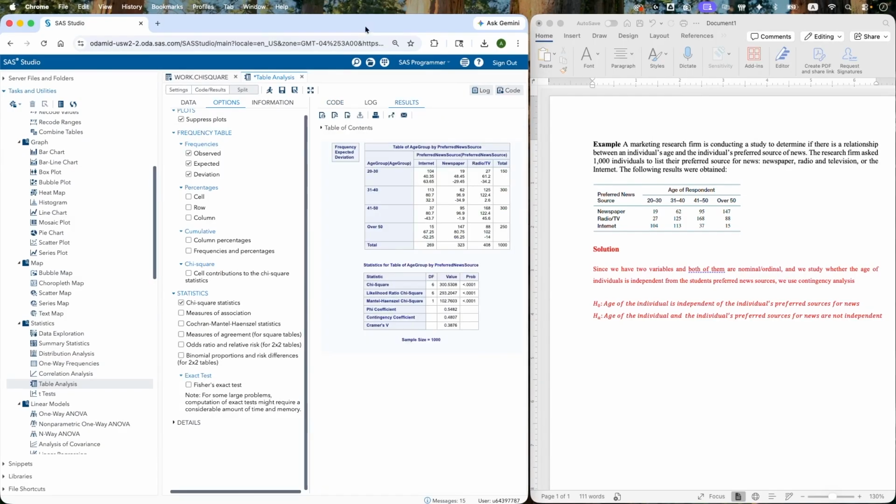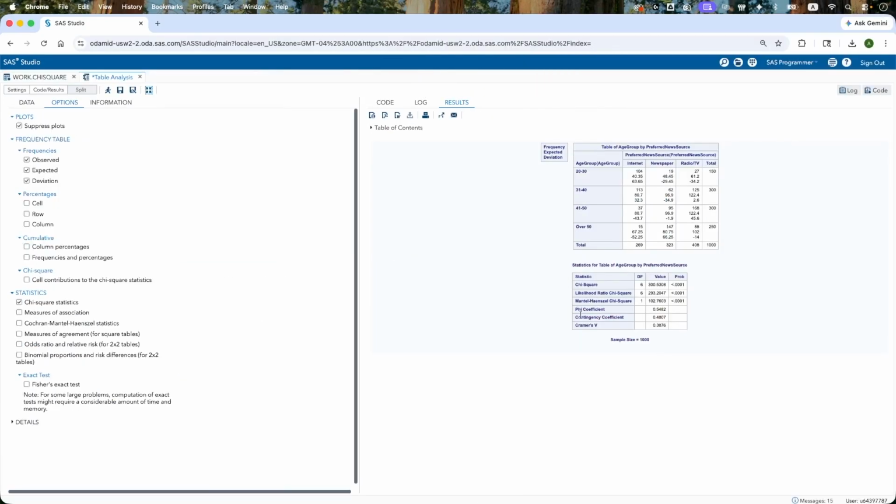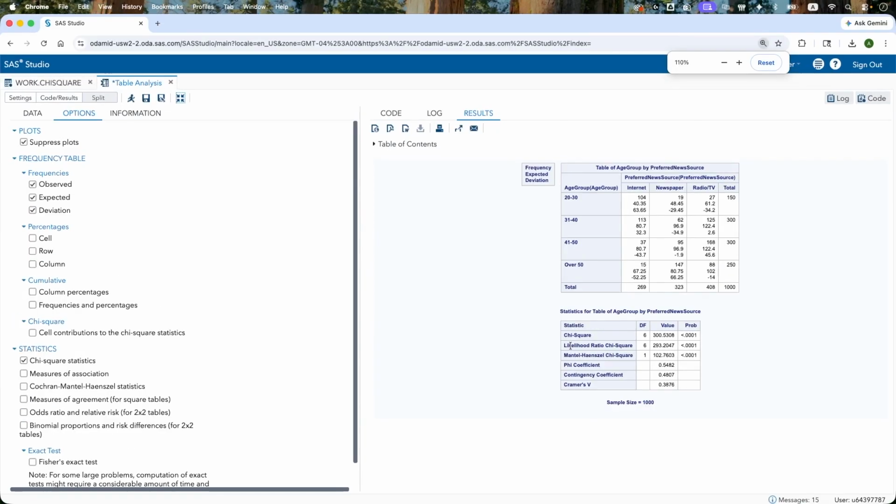Okay, run. Let me make it bigger. Why is this small, I think. Okay, here we go. So I have two tables. The first table, because we added, this is the observed, the first one. The second one is the expected. This is the expected. This is the deviation. And these are the expected values.